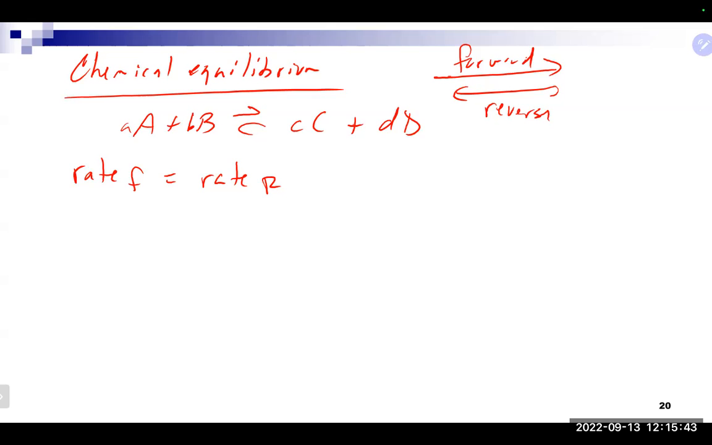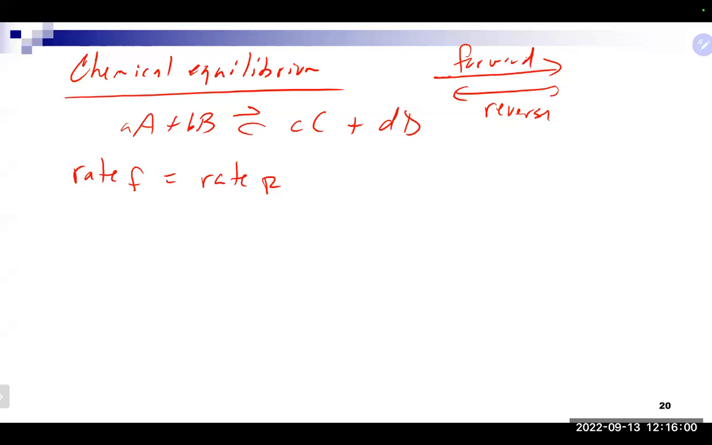And basically, it kind of looks like there's not much changing at that point, because just as fast as you go in the forward direction, you will be going in the reverse direction. So it's able to really maintain their concentrations when it does reach equilibrium.